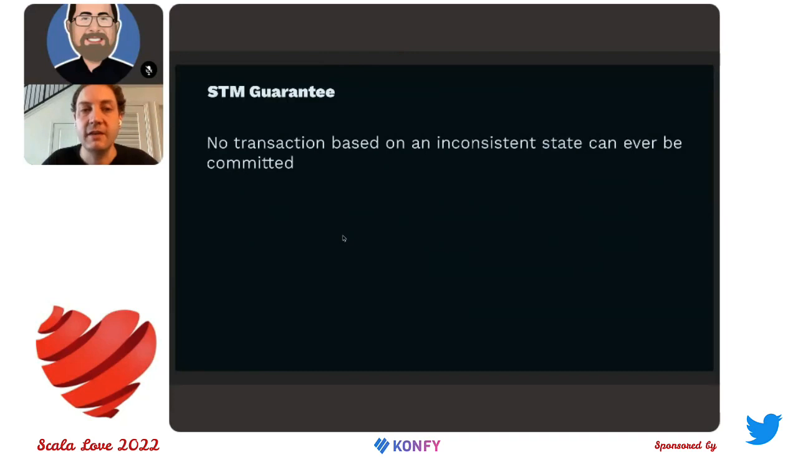And the guarantee this gives us is that no transaction that's based on an inconsistent state can ever be successfully committed. So again, internally, we may have to retry this, we may make one change and we may have to roll it back, but no one is ever going to be able to observe a situation where we successfully commit a transaction based on an inconsistent state.